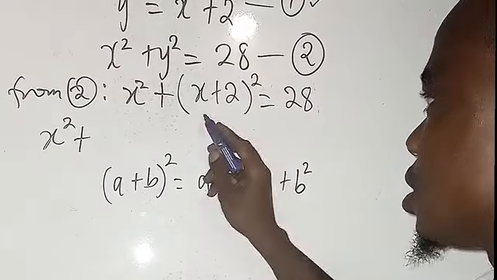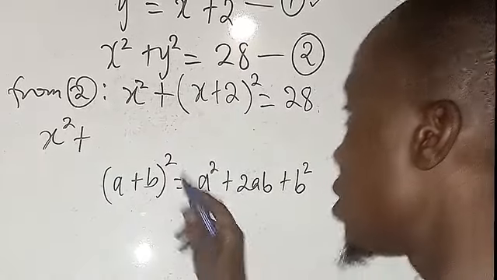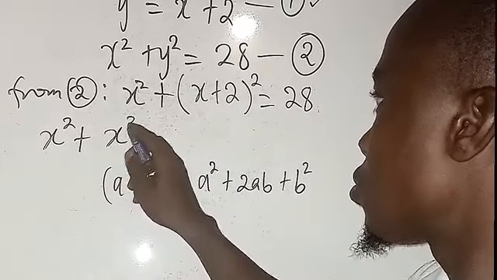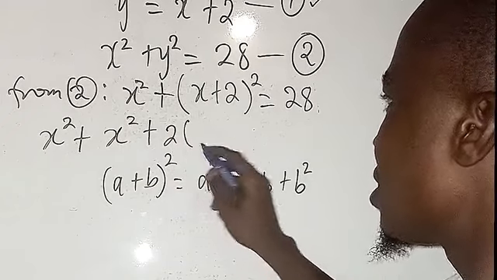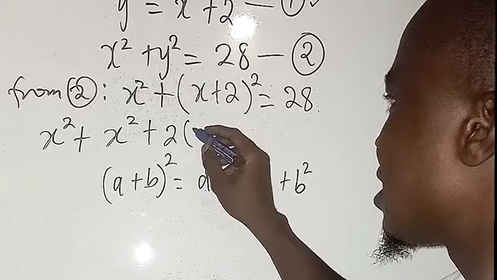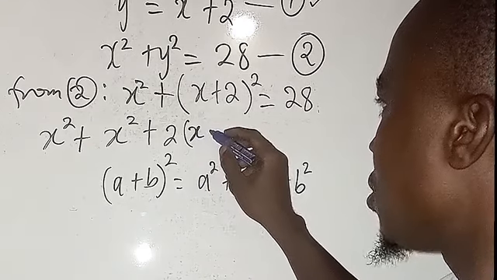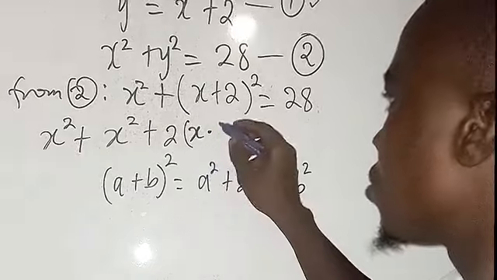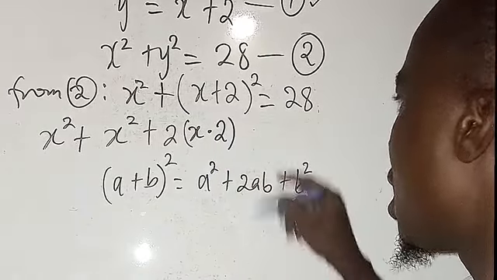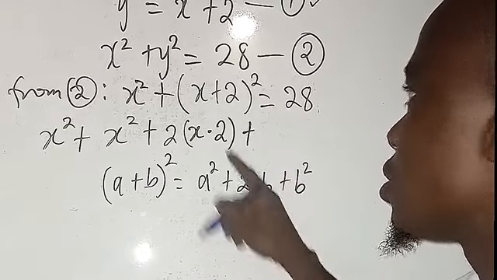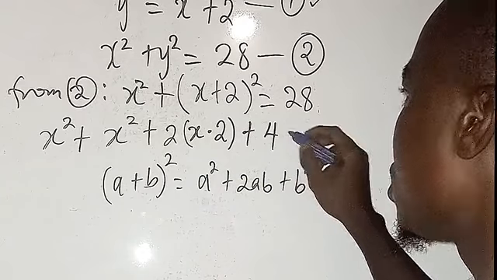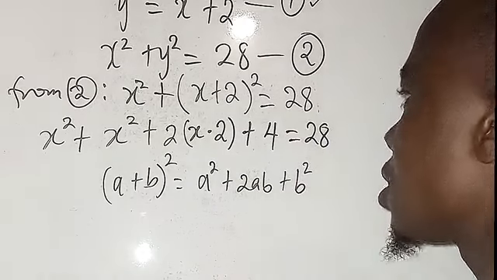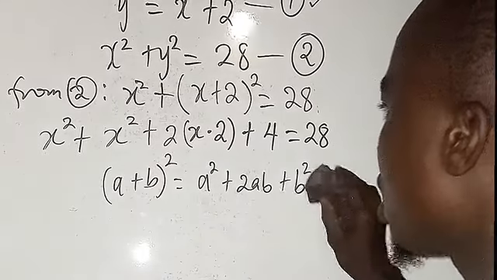This x is like my a now, so I'm going to have x squared, then plus 2 times the a, which is x, multiplied by the b, which is 2. Then plus b squared, b is 2, that gives 2 squared, which is 4, equals 28.